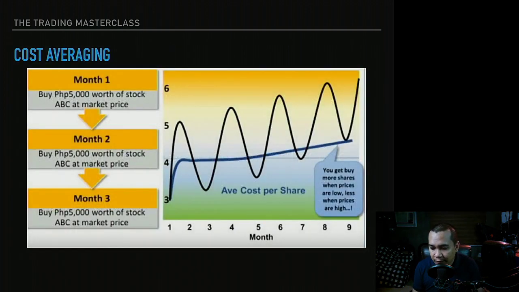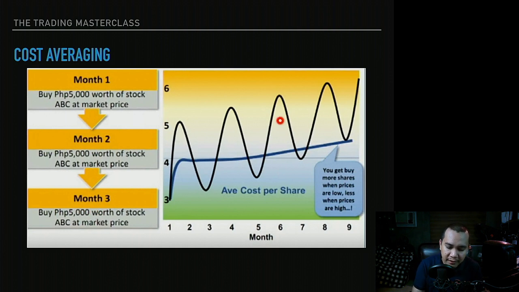So you might ask me, what if I buy the stock this month and it's expensive, and I buy next month and it's cheap, but the next month it's expensive again? That can be a cause of concern, but you don't have to worry about that with this strategy. So here's the cost averaging strategy that we mentioned. You have 5,000 pesos to put in stock. You buy ABC at the market price, month 2 the same thing, and month 3 the same thing.